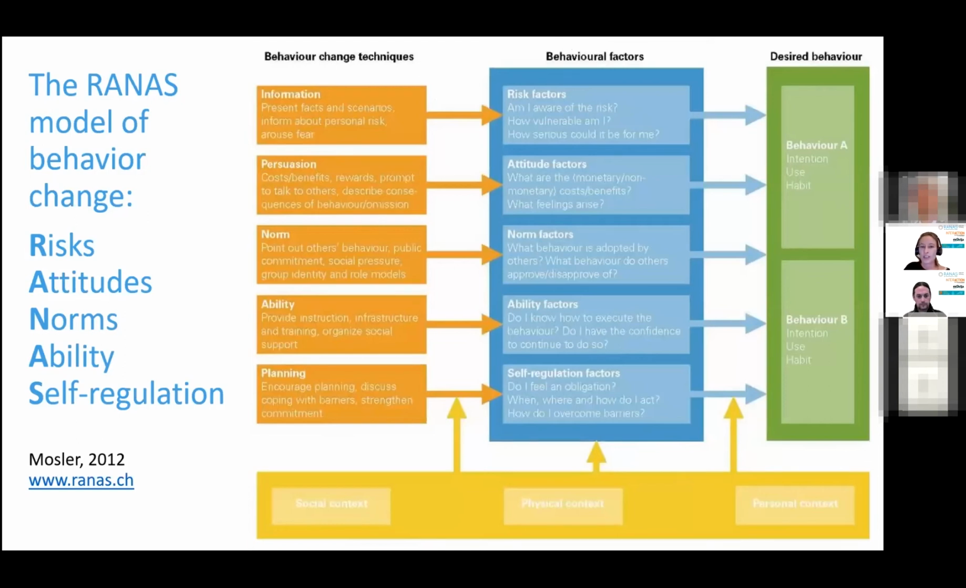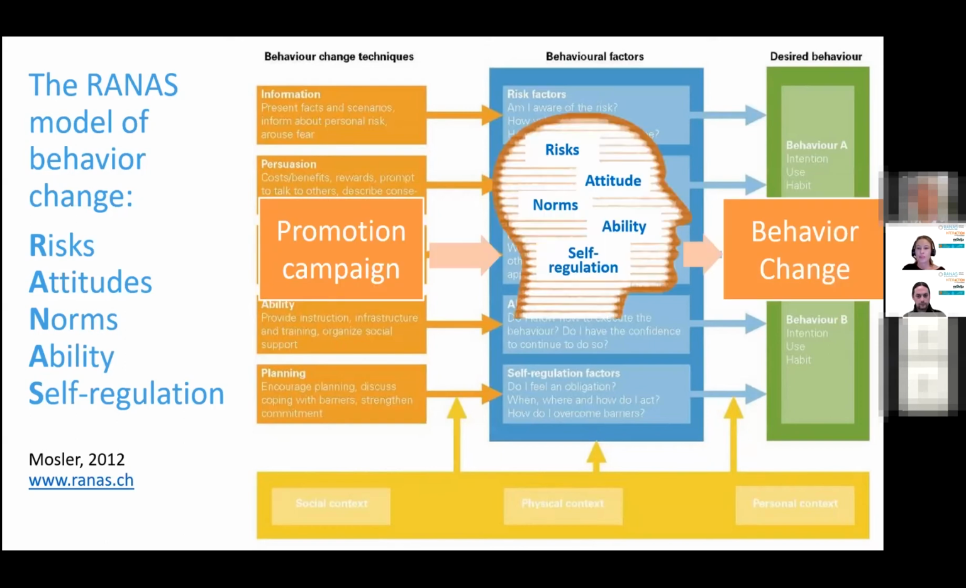Here again, you see the model. So again, we have the factors and some more questions that show you what are these groups of factors about. And you can also see on the left side, we have behavior change techniques that are proven to influence those factors. And these we have put together in a model. And below we have the contextual factors that of course also influence people. So again, this is the head of the people.